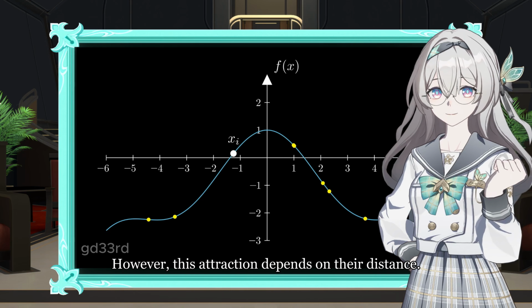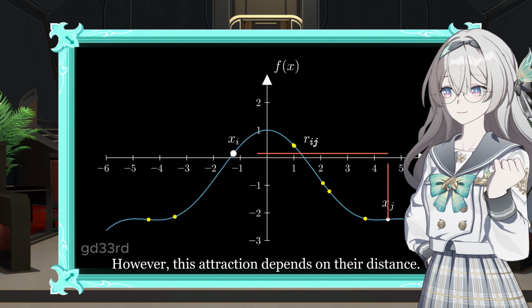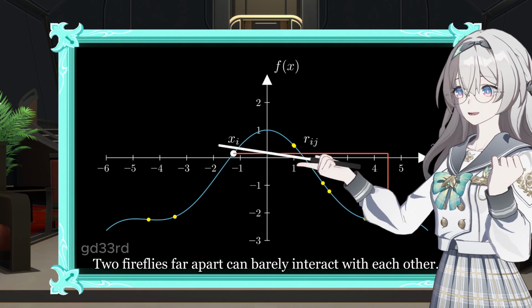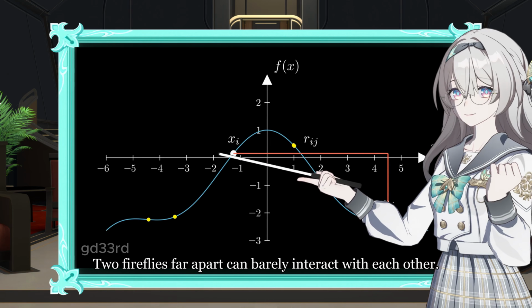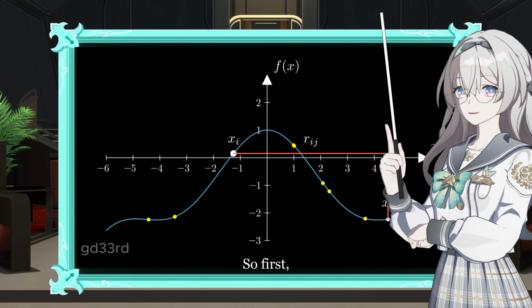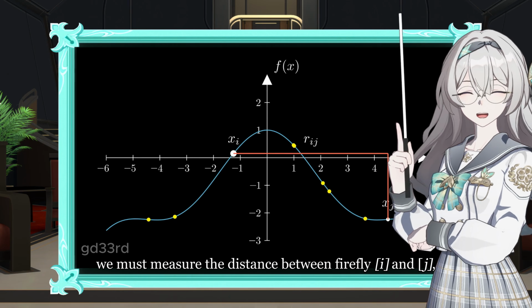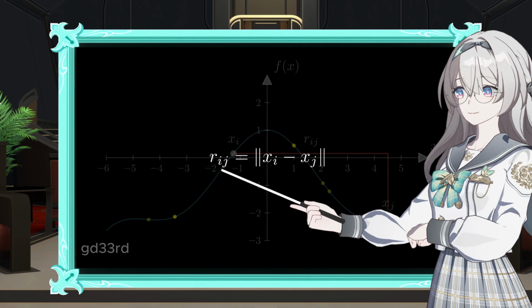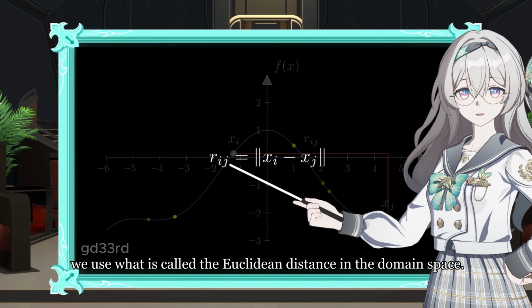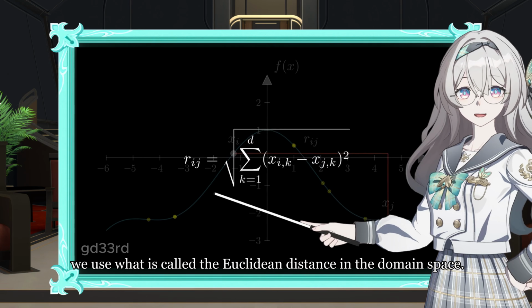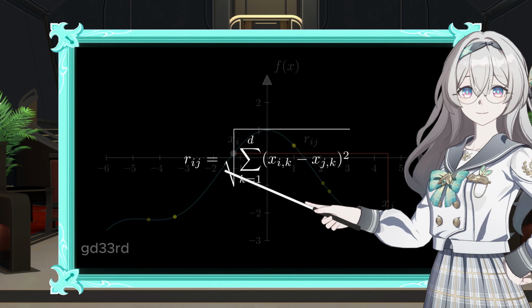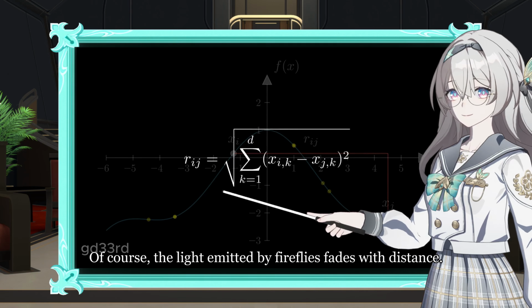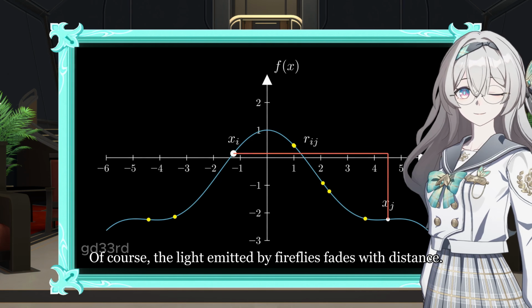However, this attraction depends on their distance. Two fireflies far apart can barely interact with each other. So first, we must measure the distance between firefly i and j, which is represented here. More explicitly, we use what is called the Euclidean distance in the domain space. Of course, the light emitted by fireflies fades with distance.